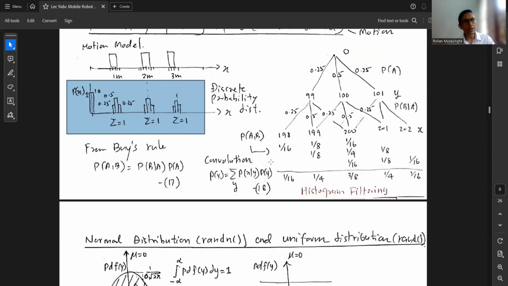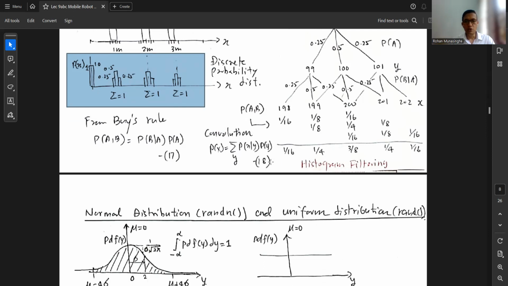So theoretically, this looks all right, very logical. We can implement it because it's a tree, but the downside is that this is not scalable, in the sense that the computational burden increases exponentially. So therefore, you cannot use this for any practical robot localization process. What shall we do?